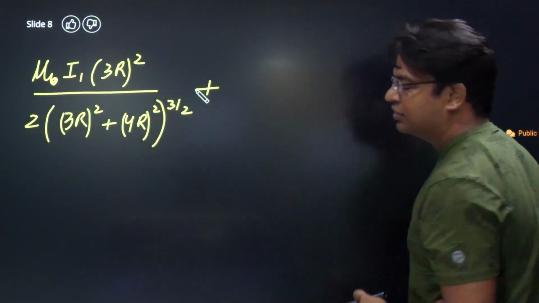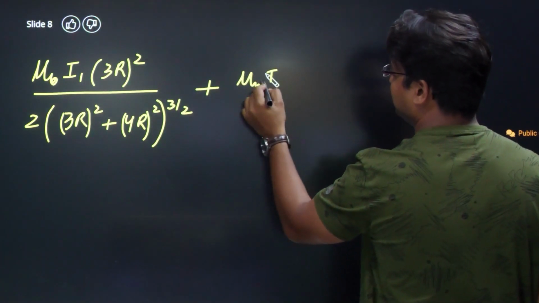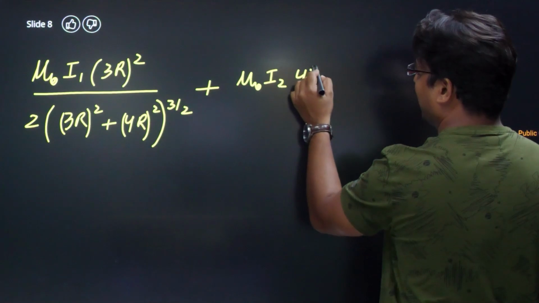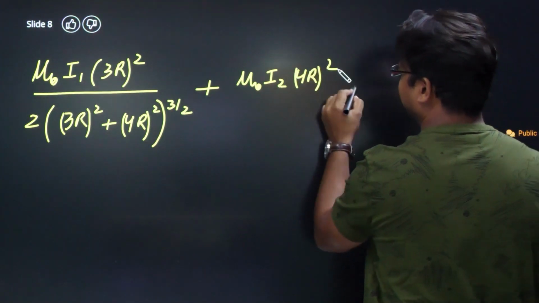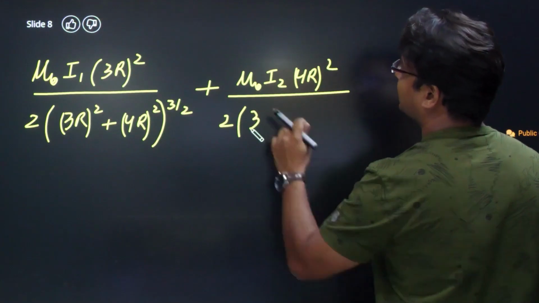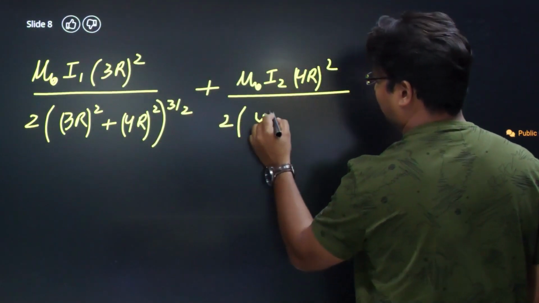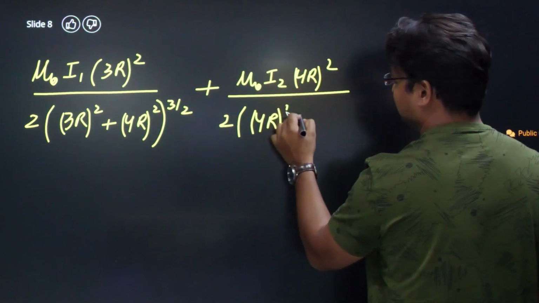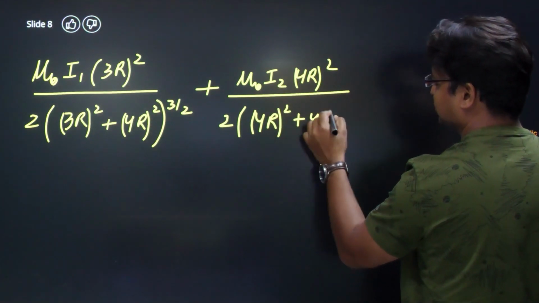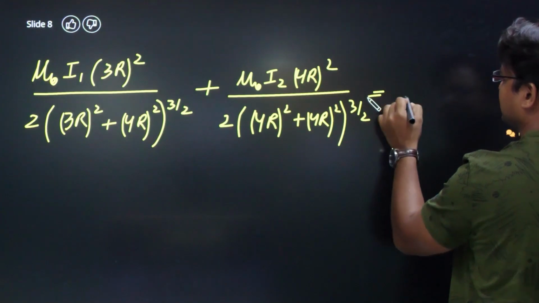Plus the contribution from the second ring would be mu naught I2 into (4r) square, divided by 2 times, then (4r) square plus (4r) square, and this entire thing raised to power 3 by 2 is equal to 0.